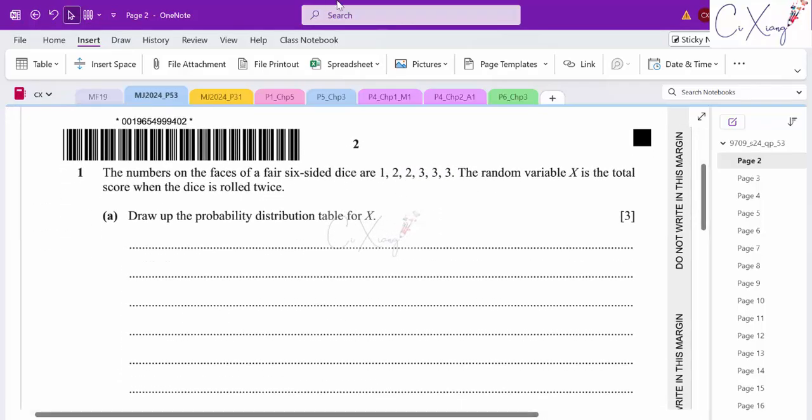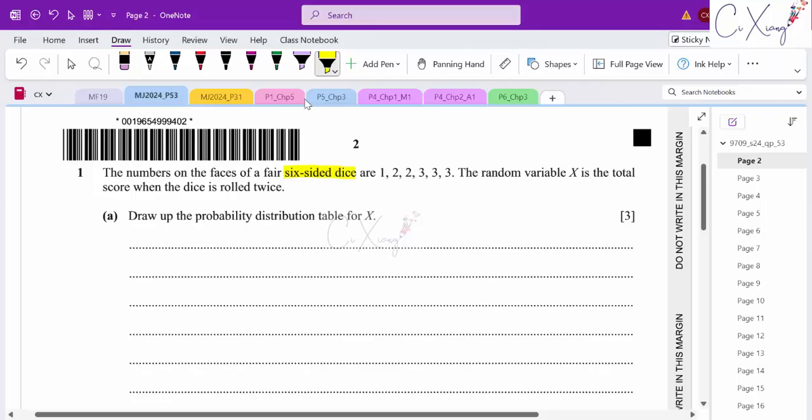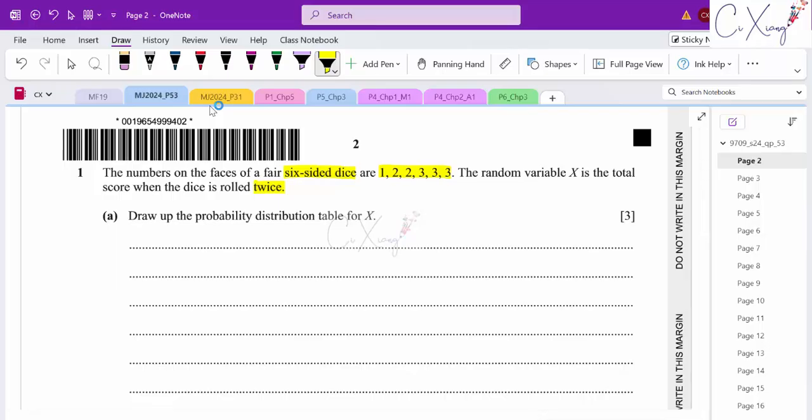Okay, so we have the number of the faces of a six-sided dice: 1, 2, 2, 3, 3, 3, and the random variable X means the total score when the dice is rolled twice. So I roll the dice twice and I total the score together, then that is the value of X. So first, they want us to draw the probability distribution table for X.